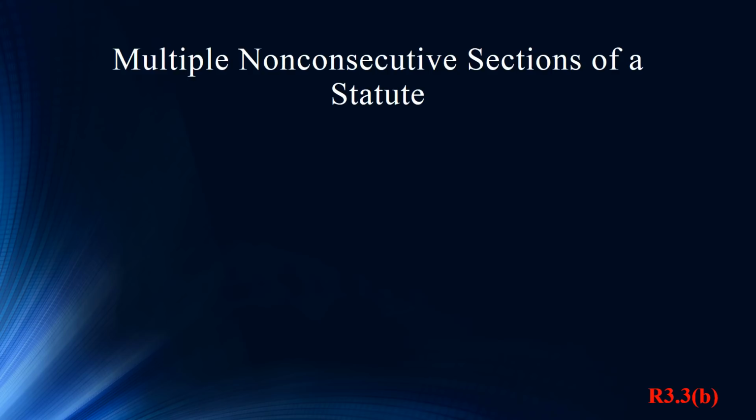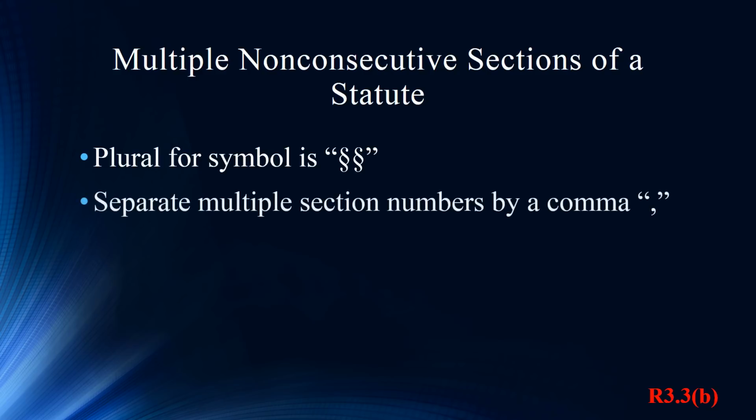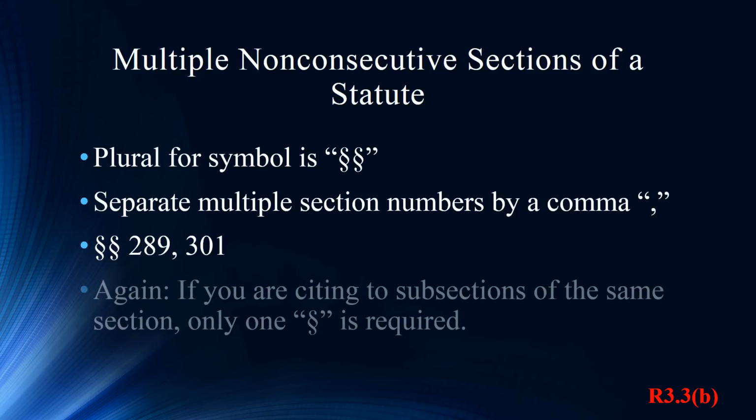Now let's learn how to cite to non-consecutive sections of a statute. As with consecutive sections, you would use the plural form, which is two section symbols. However, instead of using a hyphen, you would separate the numbers by a comma. For instance, sections 289, 301 denotes that you are only talking about sections 289 and 301, not sections 289 through 301. Again, if you are citing to subsections of the same section, only one section symbol is required.